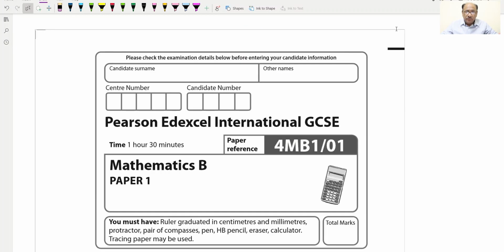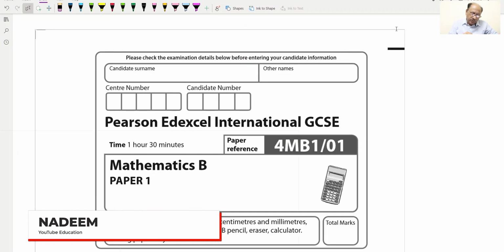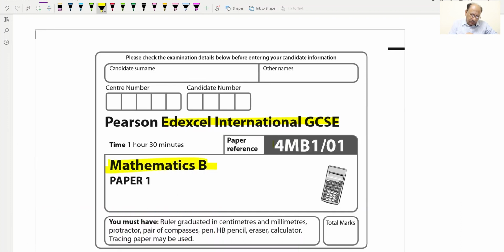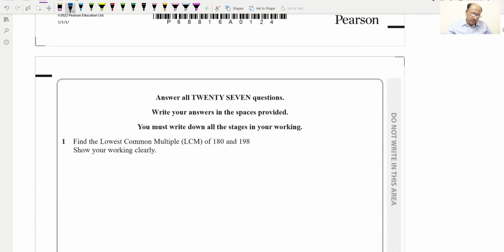Hello everyone, today we'll be going through Edexcel International GCSE Mathematics B Paper 1. This is 4MB101, and keep in mind this is the Jan 2022 paper. Let us move to question number 1.